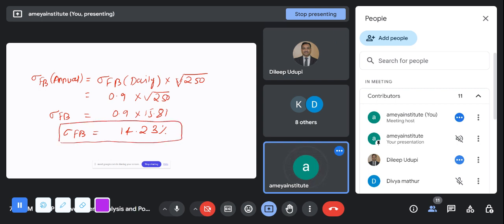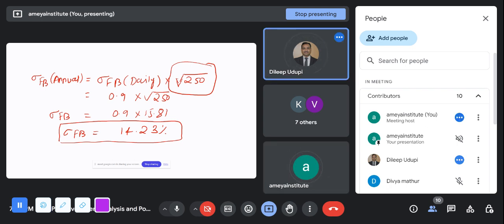Is it clear? Am I clear with what is annual standard deviation? How do we do it in Excel? Now you can ask one question to me: why do we need to do the square root, and specifically of 250 trading days? Again, there is a logic. Shall I proceed to the next one?